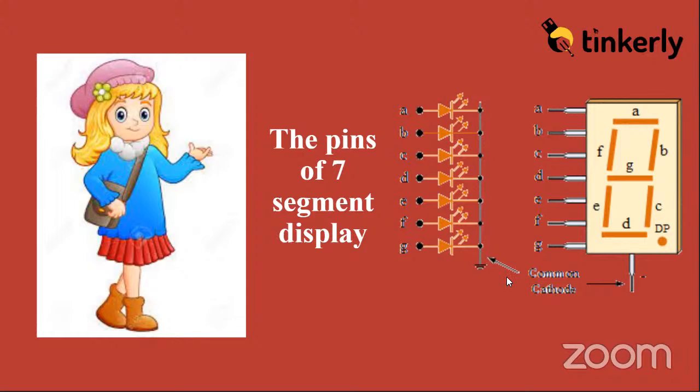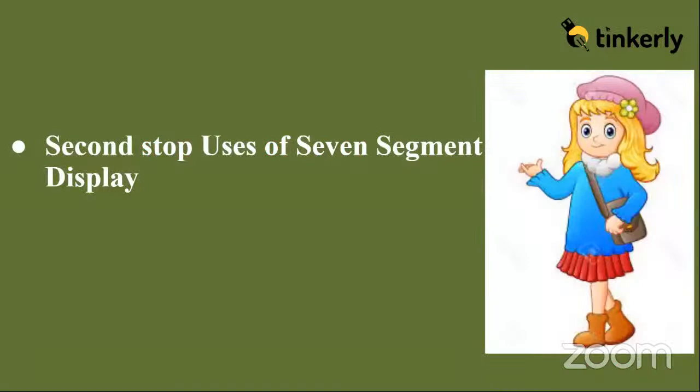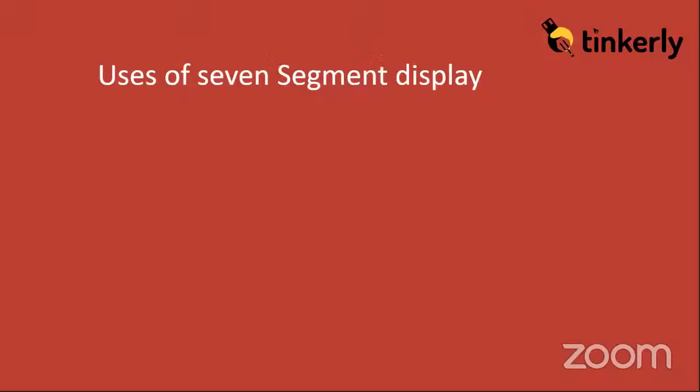And there is one more pin, which is a DP pin. This is a DP pin. The DP pin is also one of the LEDs, which is always on whenever the numbers are printing. So this is the pin connection. And by using these 7 pins, we are going to display the numbers from 0 to 9.